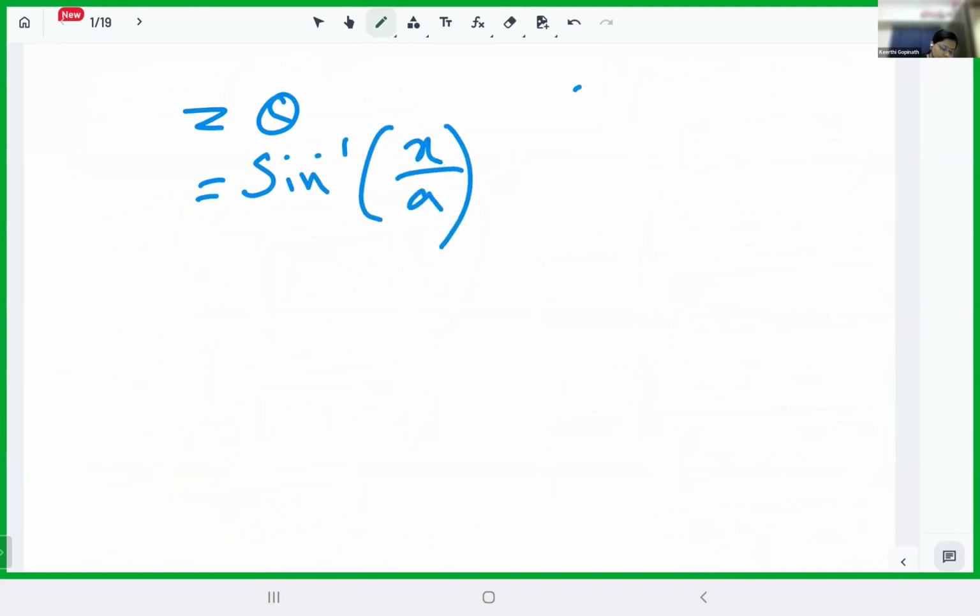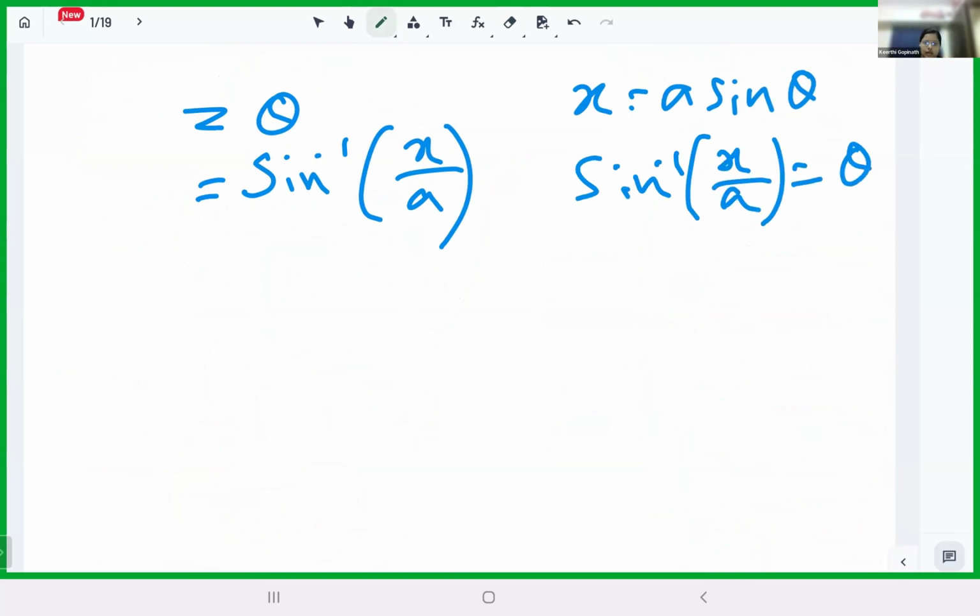Theta can be written as sine inverse of x by a. Since we have substituted x is equal to a sine theta, from this we have already obtained that sine inverse of x by a is equal to theta. So replace that value instead of theta. That is equal to sine inverse of x by a. So this is the simplest form of tan inverse of x by root of a square minus x square. I hope this is clear to you all.